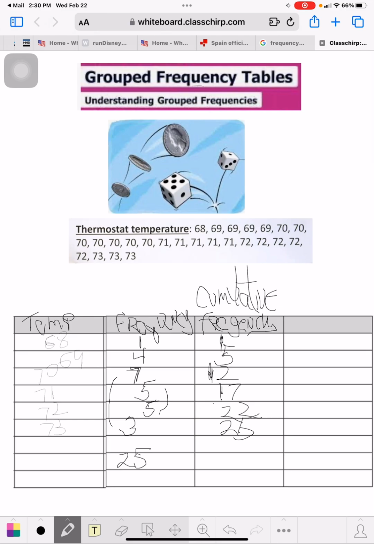Now, the next one, relative frequency. What percentage of people?